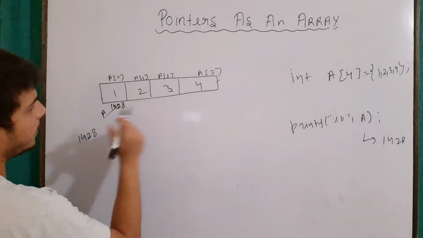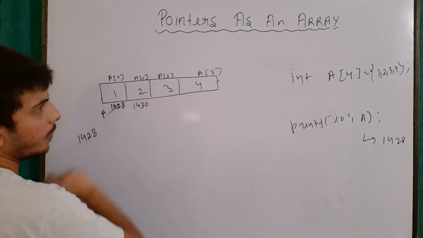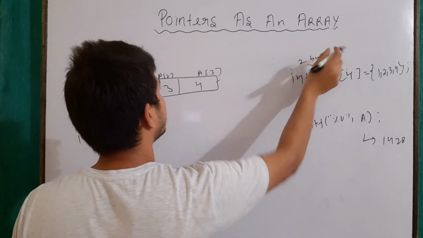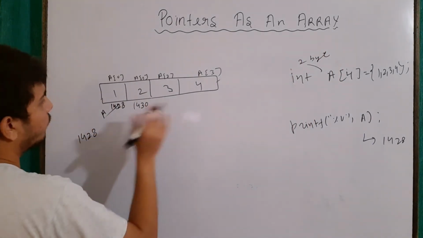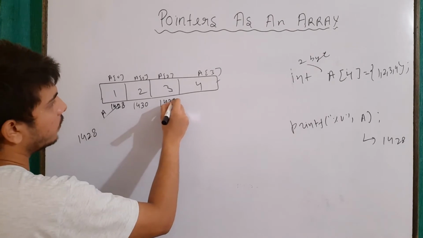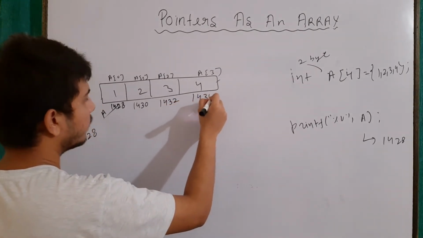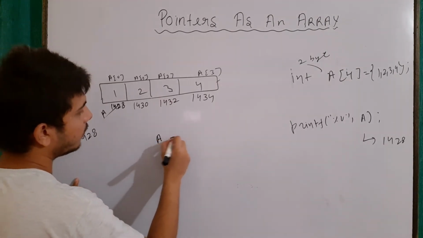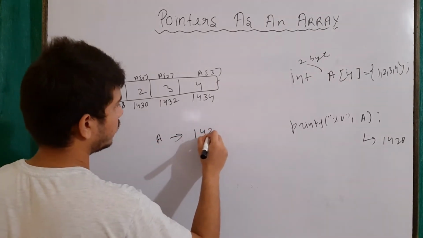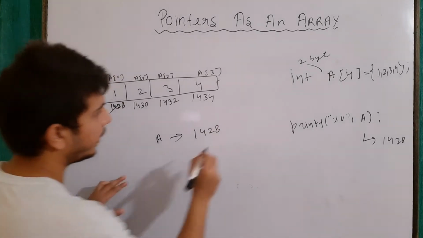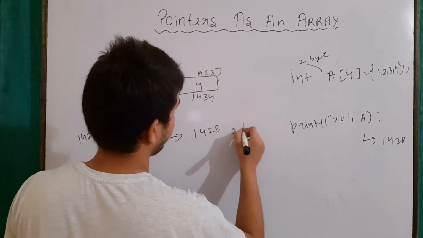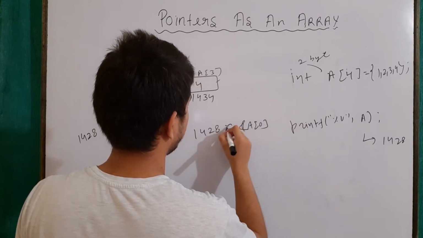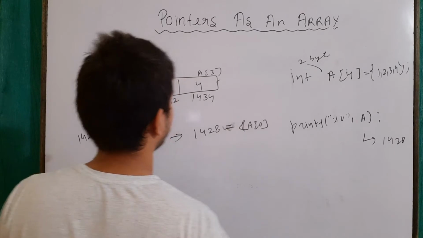What will be the next address? It will be 1430. Why? Because we are considering here that an integer is 2 bytes, so it will increment by a value of 2. So this will be 1432 and this will be 1434. Now if I do printf("%u", a), it will give me 1428. Also if I do &a[0], it will give me the same value.